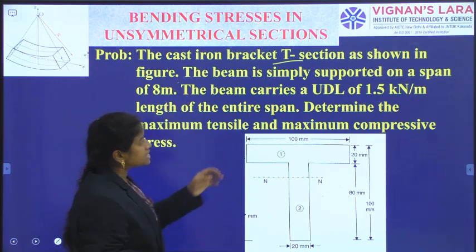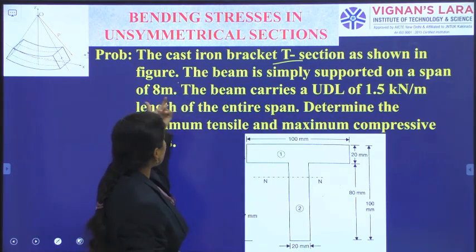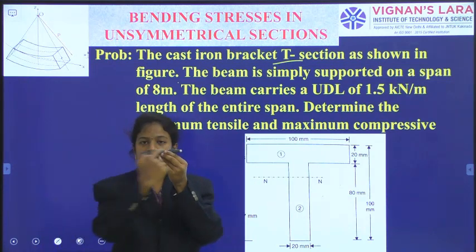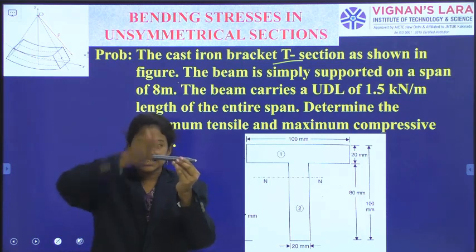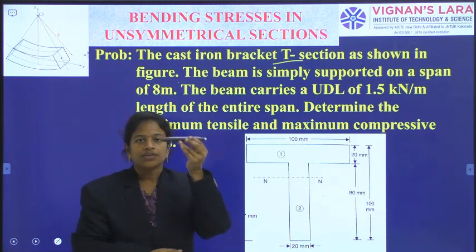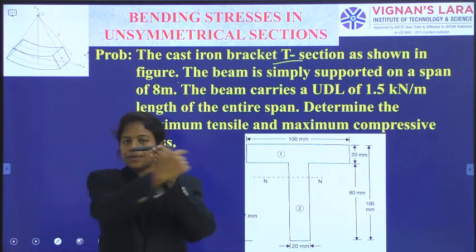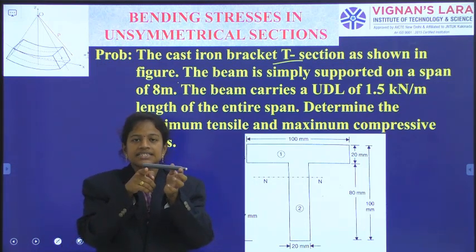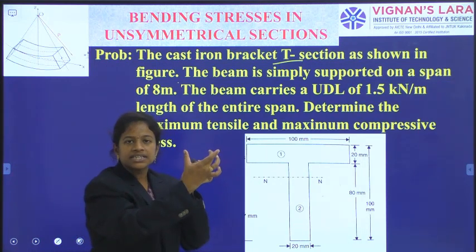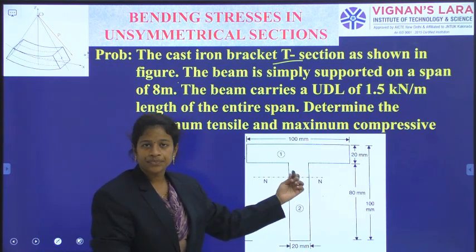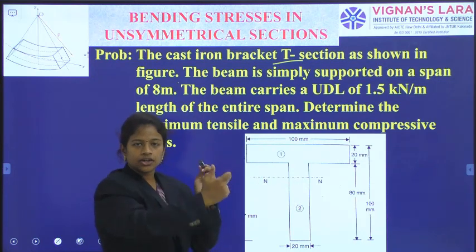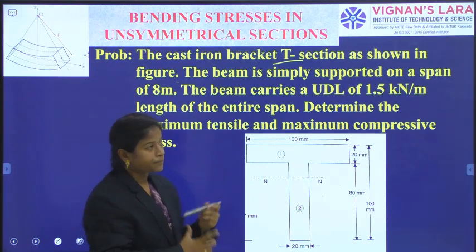Okay. The beam is simply supported on a span of 8 meters. So, when we see the length of the beam, that is 8 meters. When we cut the section, when we see the shape, that is T in shape. When we see, this is the length of the beam, 8 meters, and it is simply supported. When we observe the cross section, in that cross section I am observing the T shape.